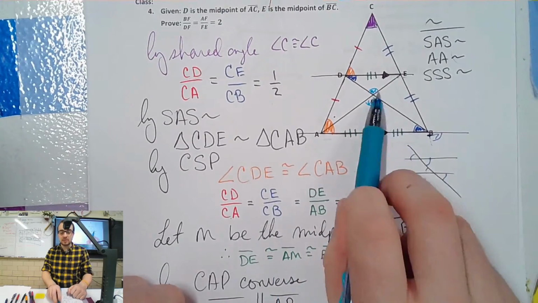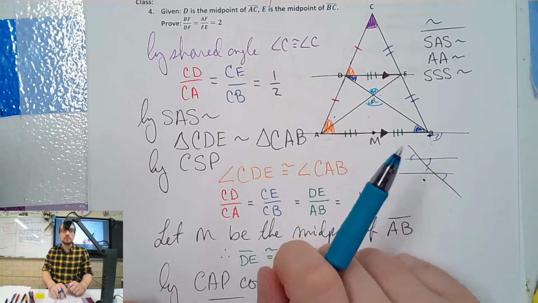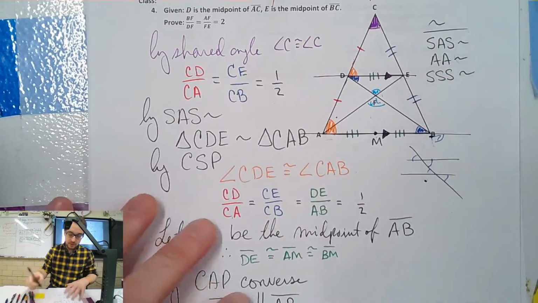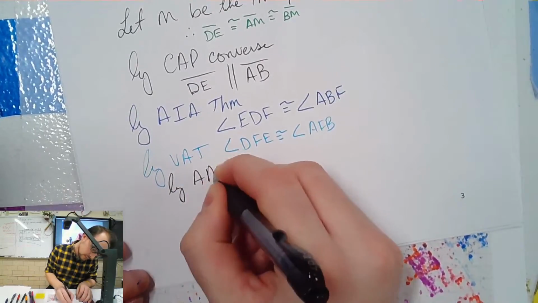If I've got two angles that match, what do I know about those triangles? They're similar by angle-angle similarity, right? So I'm going to write by angle-angle similarity. We're almost done.